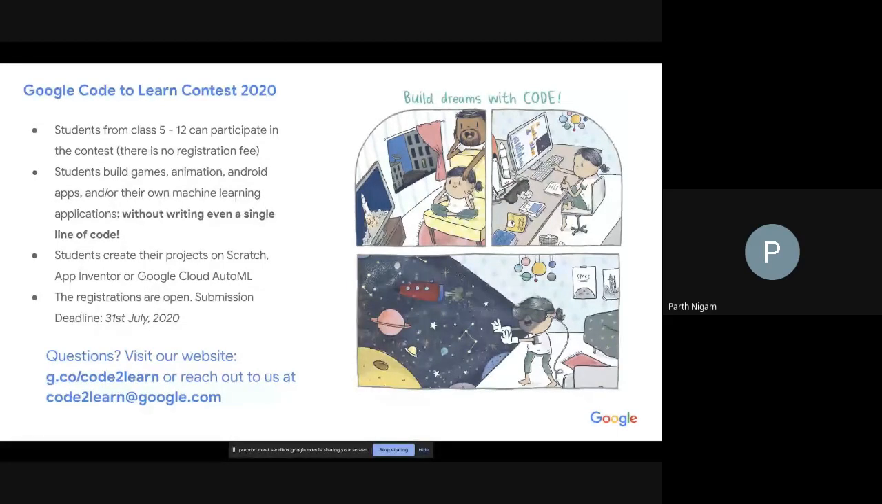In all these projects that they create, they absolutely need not write any line of code. They use fun tools like Scratch and App Inventor and one of our models, Google Cloud AutoML, to participate. So we really recommend you spread the word about this contest. The deadline is 31st July, so we have a lot of time. You can let your students know about this contest, and feel free to visit our website to get additional details. It's also a very handy Go link: g.co/code2learn. And you can reach out to us at code2learn@google.com anytime, and we'll be very happy to help.